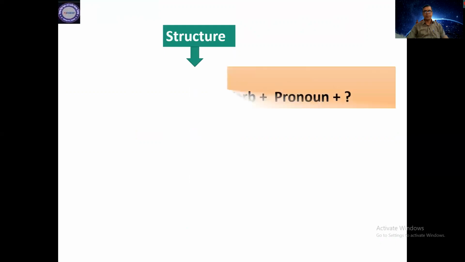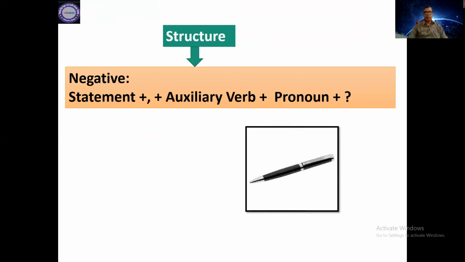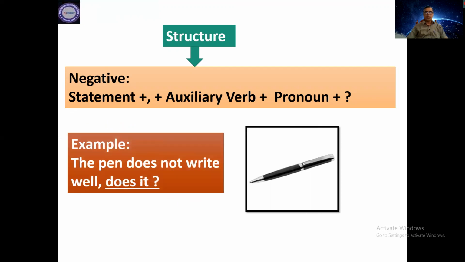Structure. Negative: statement plus comma plus auxiliary verb plus the pronoun of the subject plus question mark. This is a pen. The pen does not write well. This example is negative, so the tag is affirmative: does it?